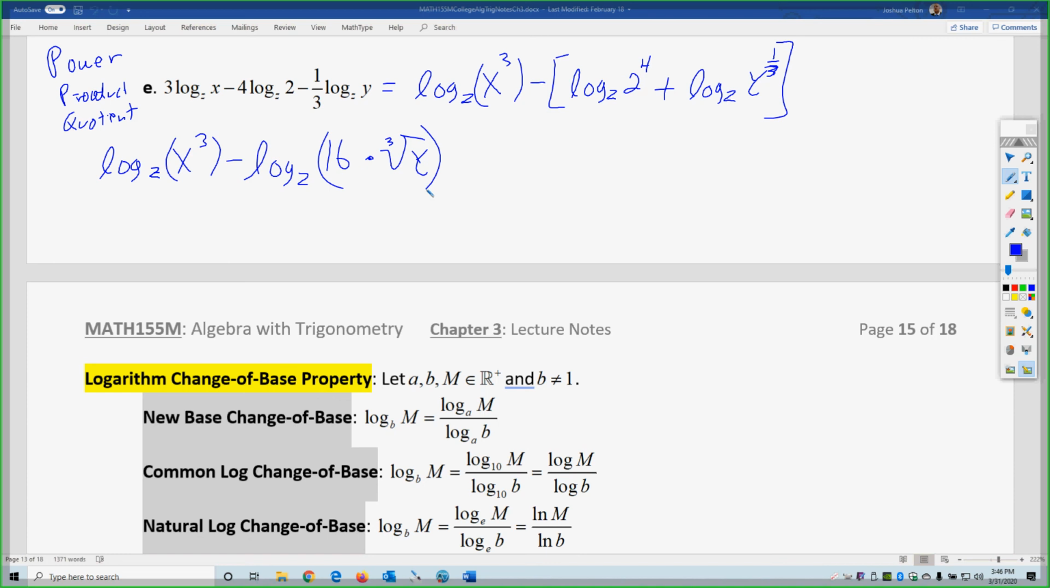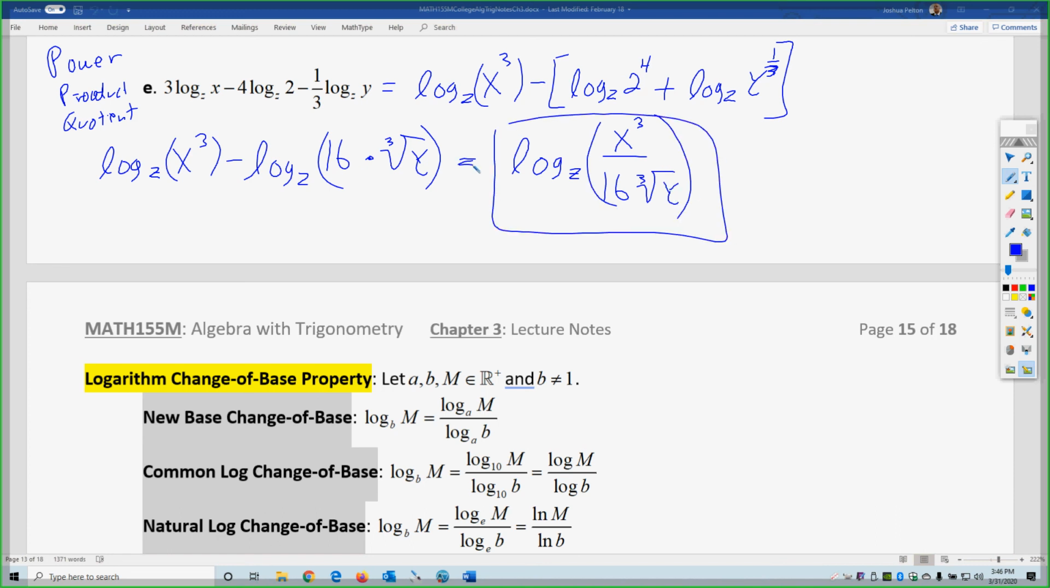Okay, so last is the quotient rule. So we have log base z of x to the third over 16 times the third root of y. We'll put that in parentheses because the whole thing is being logged, and we have a singular log answer. So that is the end of part 1.